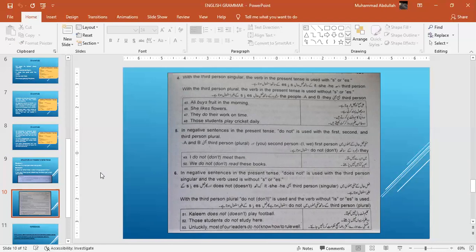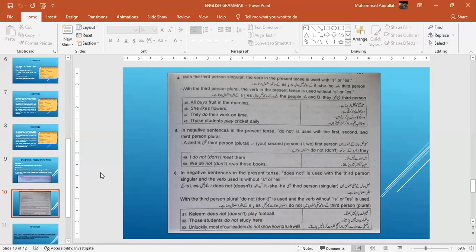Ali buys fruit in the morning. What is Ali? Subject. As it belongs to the category of third person singular, it is he, right? We can assume that it is he. So we will use S form of verb. Ali buys fruit is the object. So here the basic structure is complete. S: Ali, V: buys, fruit: object. In the morning is the adverb of time.